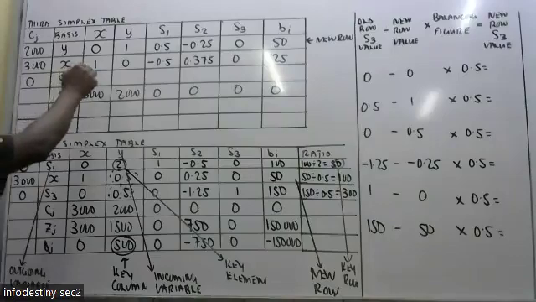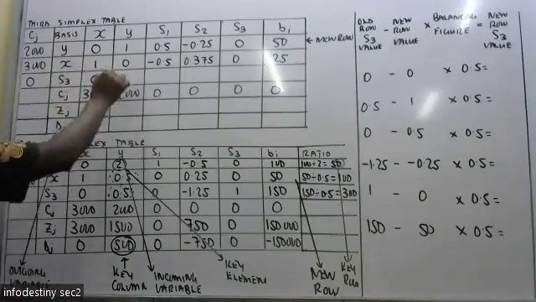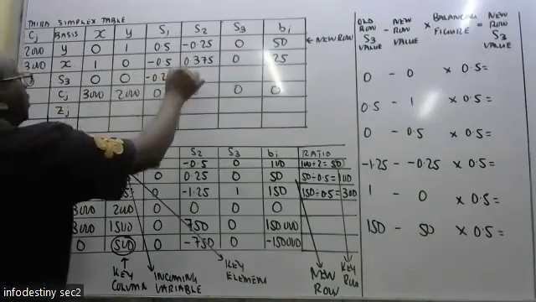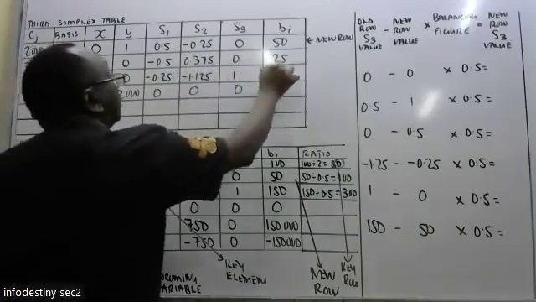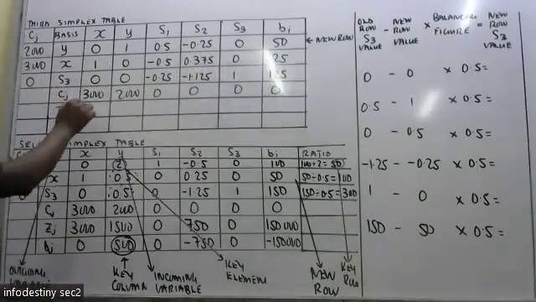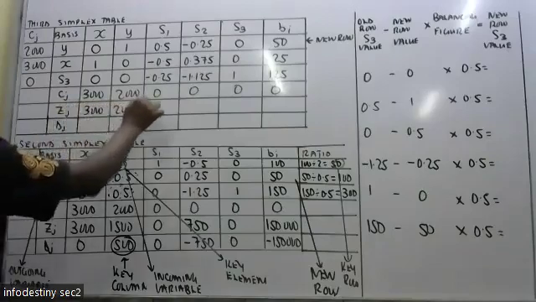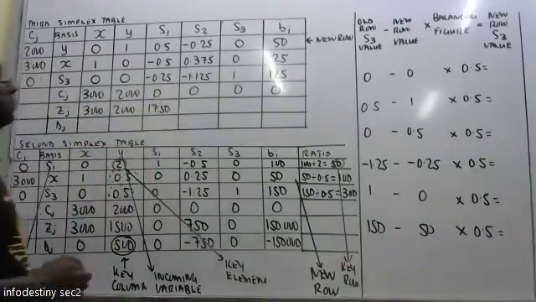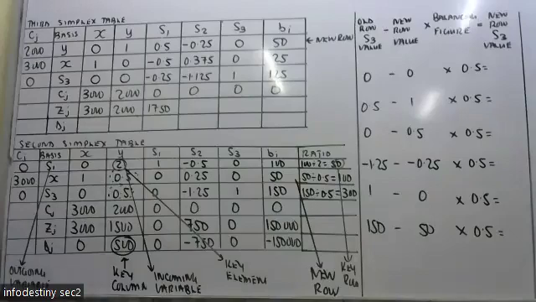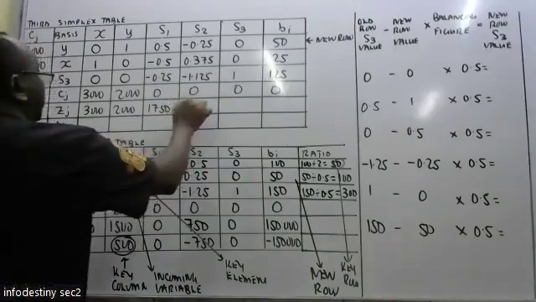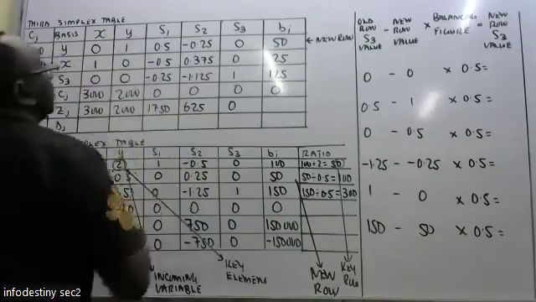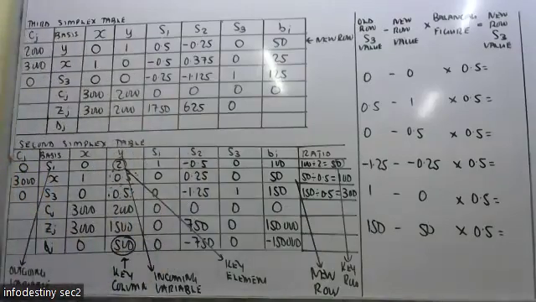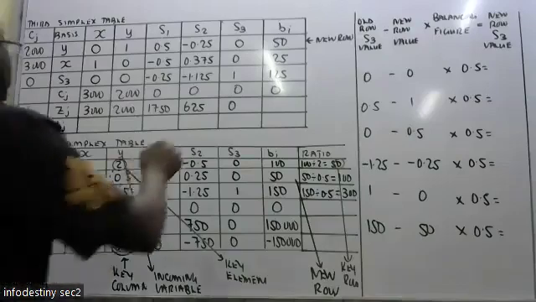Aha, hapo umepata 0 0. Haya. ZJ hapa 3000. 2000. 1750. 625. 625. Then 0. 175. 175.